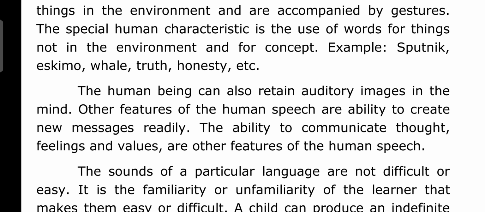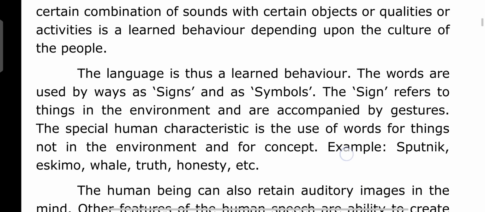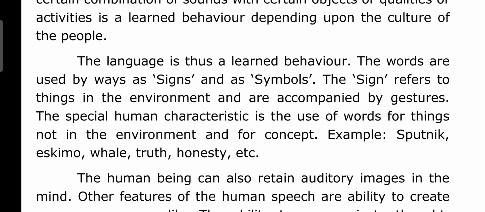Let me repeat the particular passage for you. The language is thus a learned behavior. The words are used by humans as signs and symbols. The sign refers to things in the environment and is accompanied by gestures. The special human characteristic is the use of words for things not in the environment and for concepts. Example: Sputnik, Eskimo, whale, truth, honesty, etc.